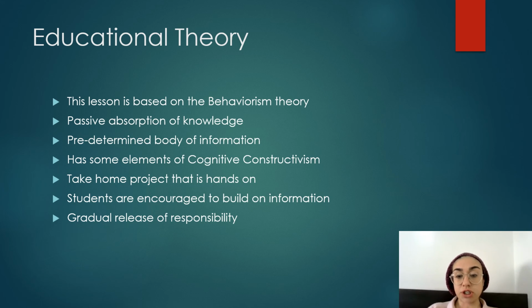Lastly, there is a very clear gradual release of responsibility, which is great for a kindergarten classroom. It's very structured. It starts with the teacher, I do, then the students, then we do. They talk about it together. They chorally repeat after her. And then finally, it's a you do. The students label it on their own. So I would say this lesson is a mix, based mostly on behaviorism and then also elements of cognitive constructivism.